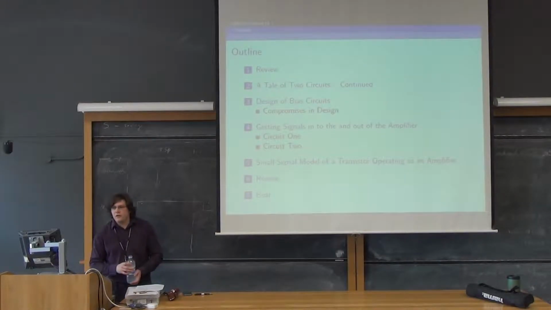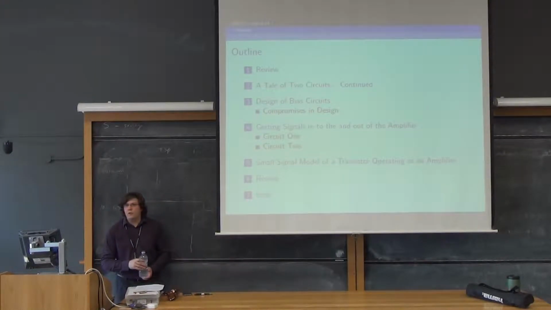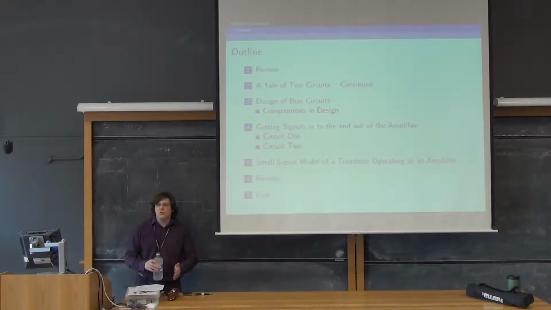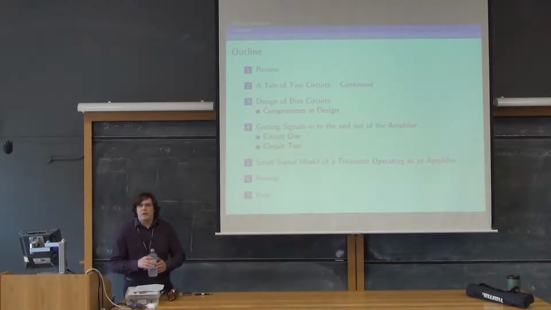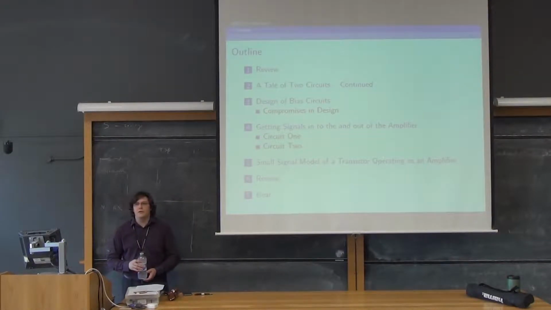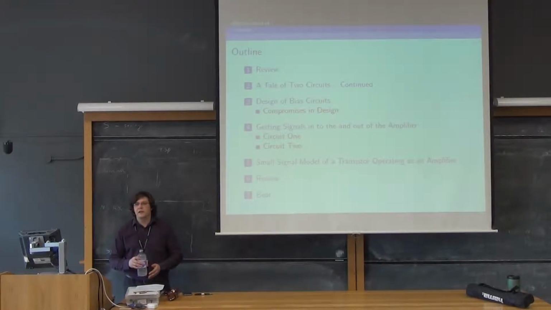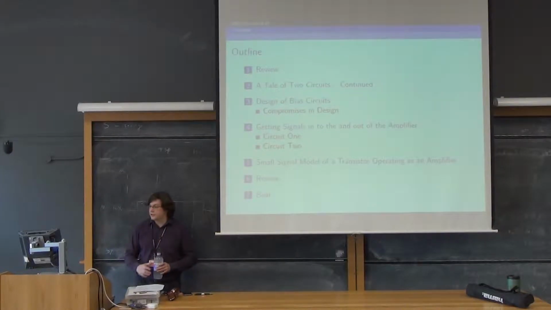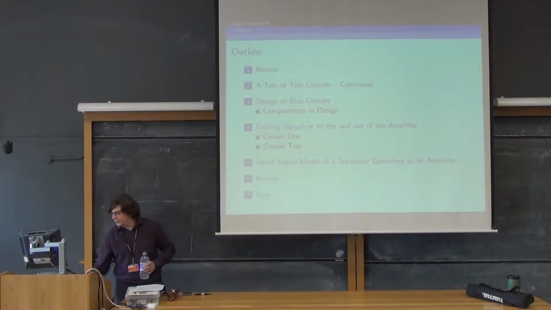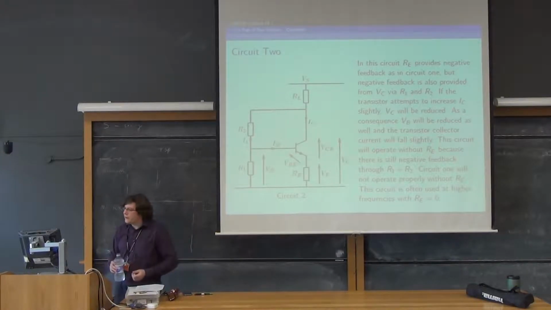Then we need to talk about how we get signals in and out of the amplifier, and thereafter we'll talk about our analysis of small signals as opposed to DC conditions and the small signals. And just as we did for a diode, we can replace the transistor with a set of linear components which will allow us to think about its gain without having to worry about its biasing conditions. And then there'll be a review. If we don't finish all that, we'll carry on next time.